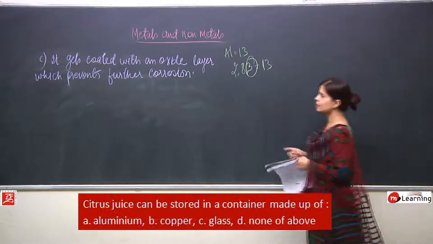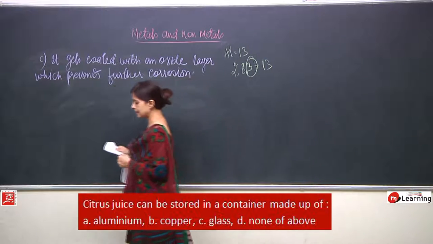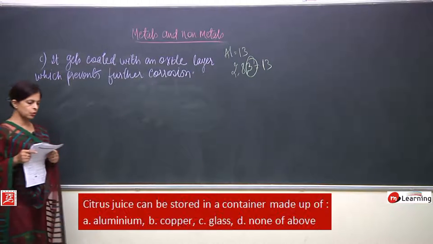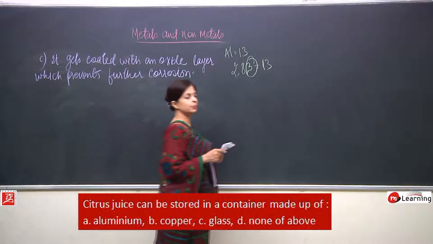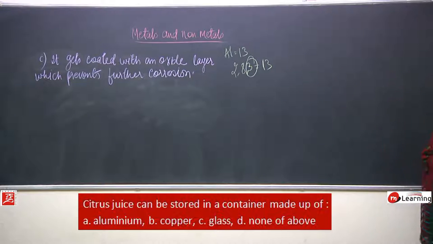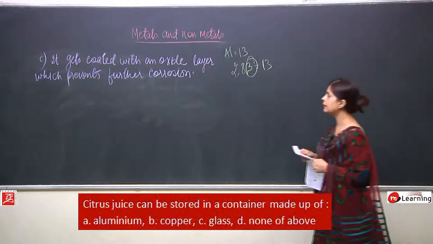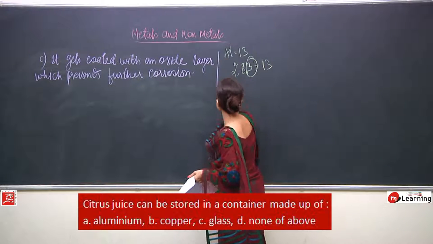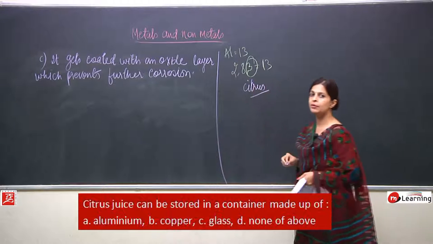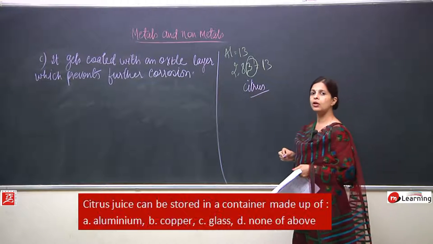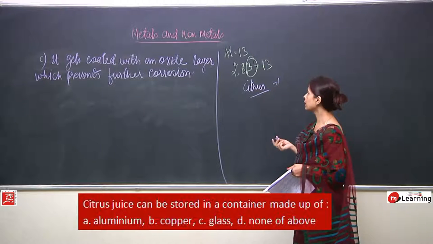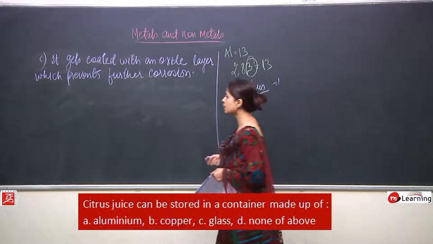Now we'll discuss the next one. The next is citrus juice. The question is, citrus juice can be stored in a container made up of. First of all, citrus means what? Citrus family means what? Lemon. All khatta fruits, or all sour fruits, come in this, like lemon, sweet lime, oranges. All these come under the citrus family.